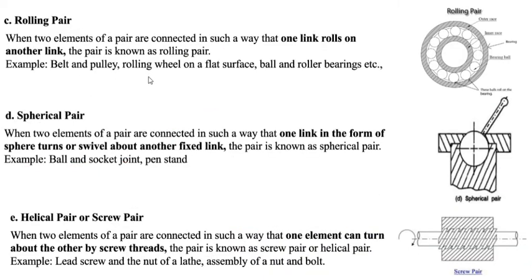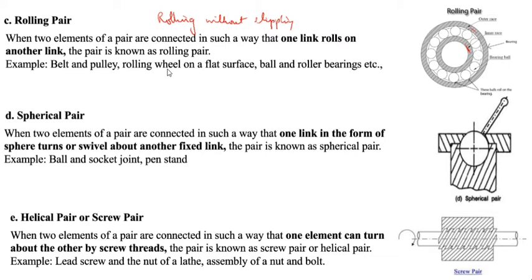What is rolling pair? When two elements of a pair are connected in such a way that one link rolls on another link, the pair is known as rolling pair. Rolling pair is rolling without slipping. This is the bearing ball. These balls roll on the bearing. This is inner, this is outer. These balls only roll on the bearing, rolling without slipping.